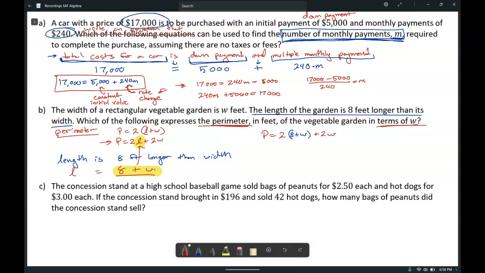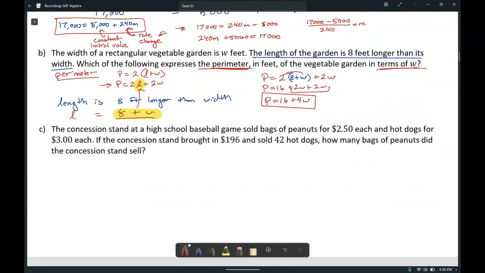So now that we've essentially written the perimeter in terms of W, we may need to rewrite or simplify the equation so that it matches up with whatever answer options are given. So we can use distributive property as well as combining like terms in order to get a simplified yet equivalent form of the equation. Again, we didn't need to solve for anything other than just writing an equation that models our scenario.